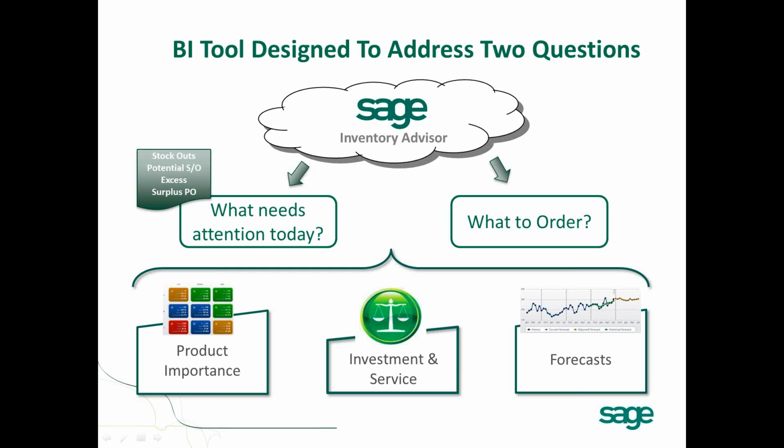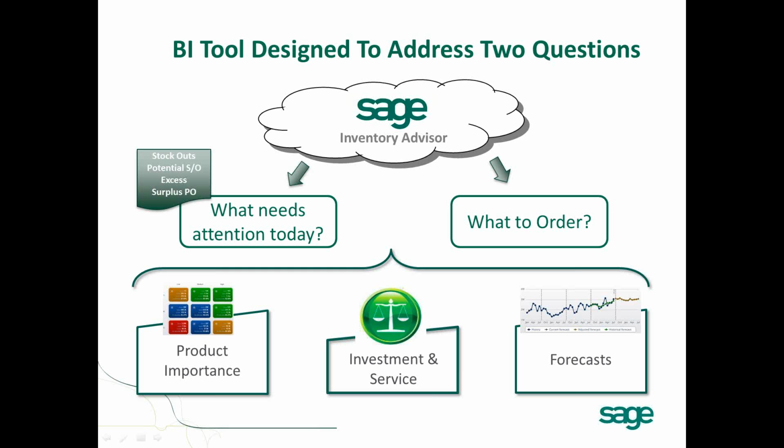The second question that the system's designed to address is, what do I need to order? What's the optimum quantity that I need to order today to help me reach my goal of optimizing my inventory? Now, in order to address those two questions, we need to feed the system with 3 main inputs. And I'll refer back to these inputs during the demonstration.